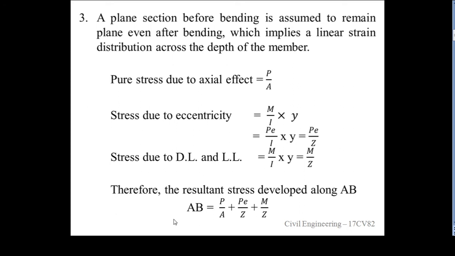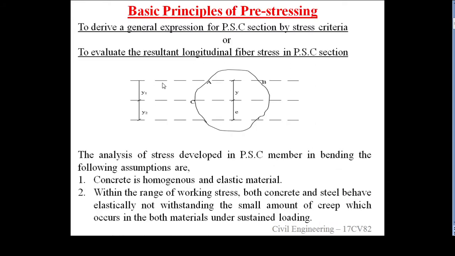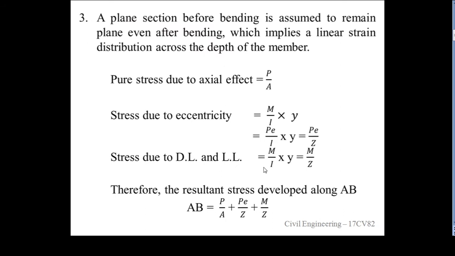Therefore, the stress developed along AB, meaning the top fiber, is f_AB equals P by A plus PE by Z plus M by Z. This is the equation to calculate the fiber stress developed in the top fiber.